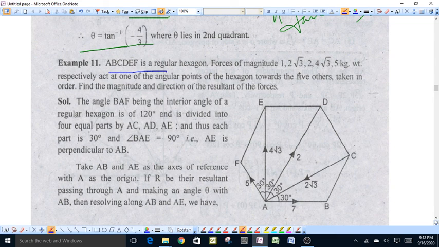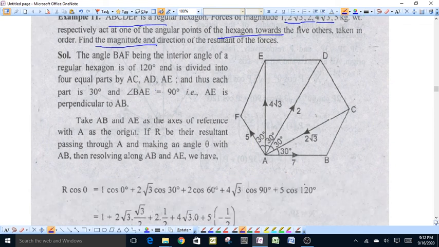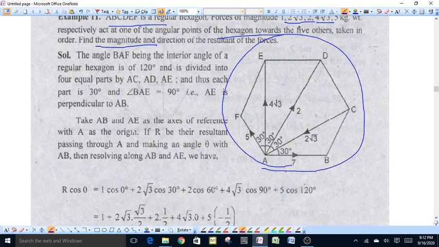Forces of magnitude 1, 2√3, 2, 4√3, 5 kilogram weight respectively act at one of the angular points of a regular hexagon towards the 5 other vertices taken in order. Find the magnitude and direction of the resultant of forces. ABCDEF is a regular hexagon.